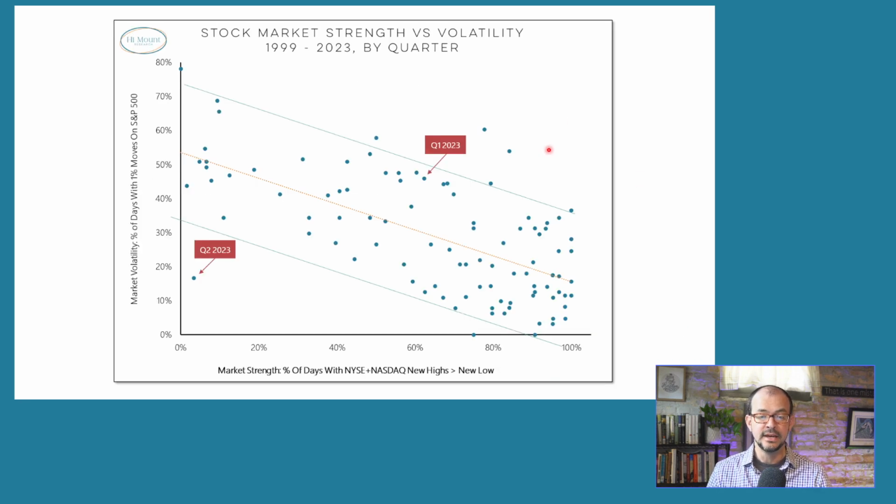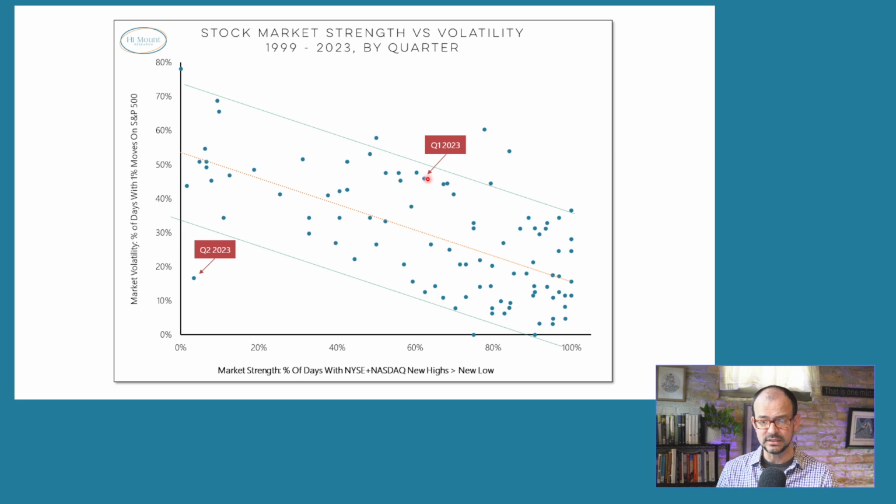Here we're looking at a chart we've shown before. On the x-axis, it looks at market strength, so it's a percentage of days with more new highs than new lows. On the vertical axis, it's market volatility, the percentage of days with a 1% move on the S&P 500. What's different with this version is that we're looking at it by quarter, not by year. That gives us, I think, a more honest ability to see what we're seeing in Q2 compared to Q1, and also just relative to history. And it's really quite fascinating.